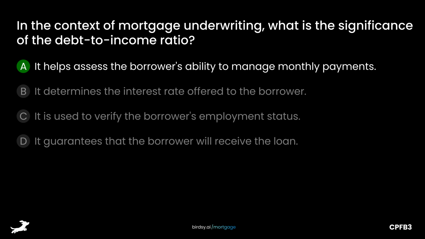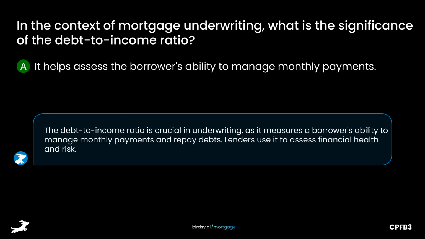The answer is A, it helps assess the borrower's ability to manage monthly payments. The debt-to-income ratio is crucial in underwriting, as it measures a borrower's ability to manage monthly payments and repay debts. Lenders use it to assess financial health and risk.